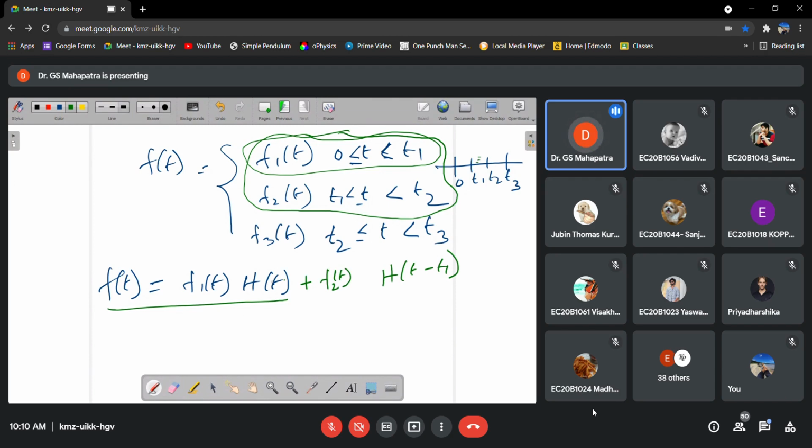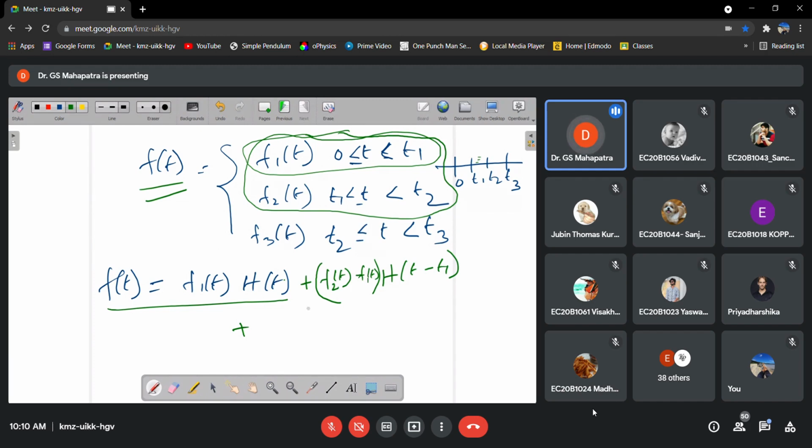No. The answer is f2 minus f1t, then this one. Now it is easy for all three functions. First, f1t only, that is the first step. Then f1t and f2t both are there. After that, f3 is also there.